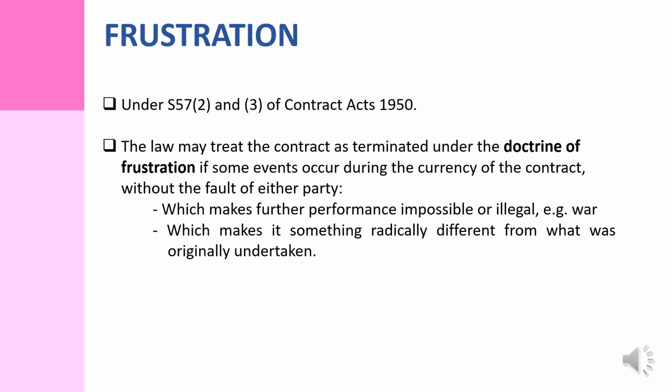Frustration. Under Section 57(2) and (3) of the Contract Act 1950, the law may treat the contract as terminated under the doctrine of frustration if some event occurs during the currency of the contract without the fault of either party, which makes further performance impossible or illegal, for example, war, which makes it something radically different from what was originally undertaken.